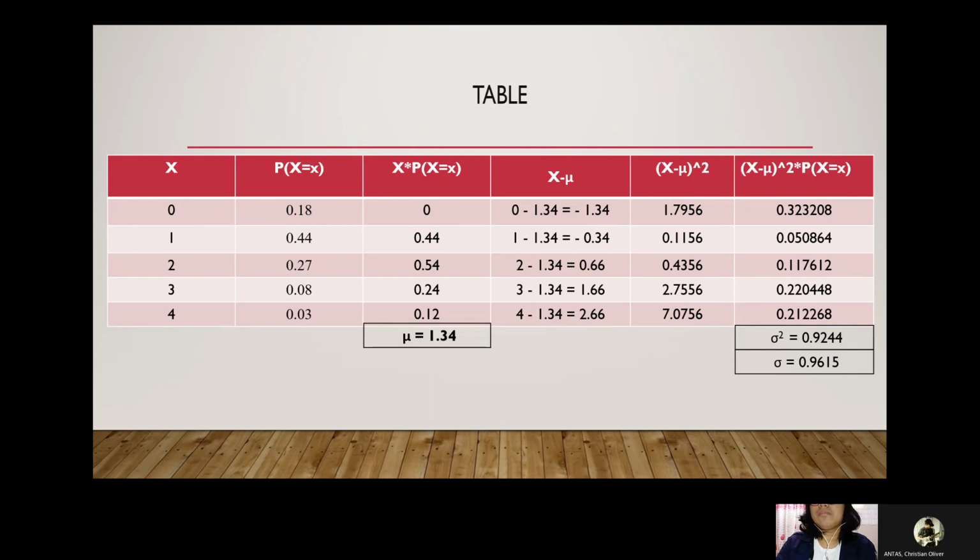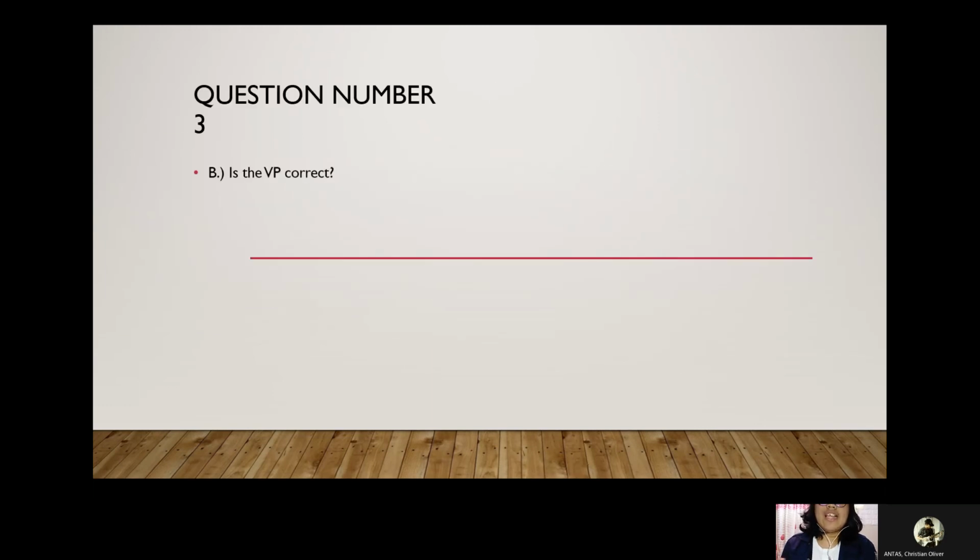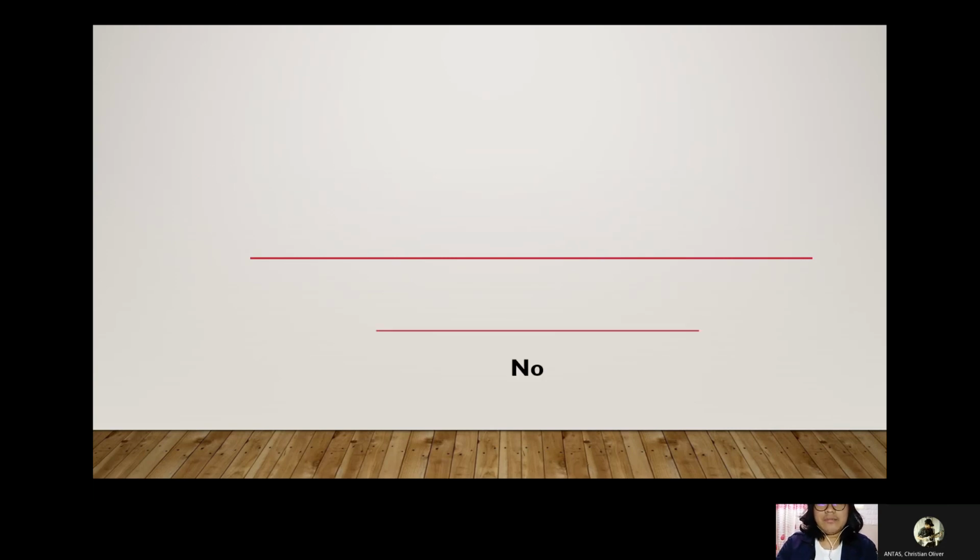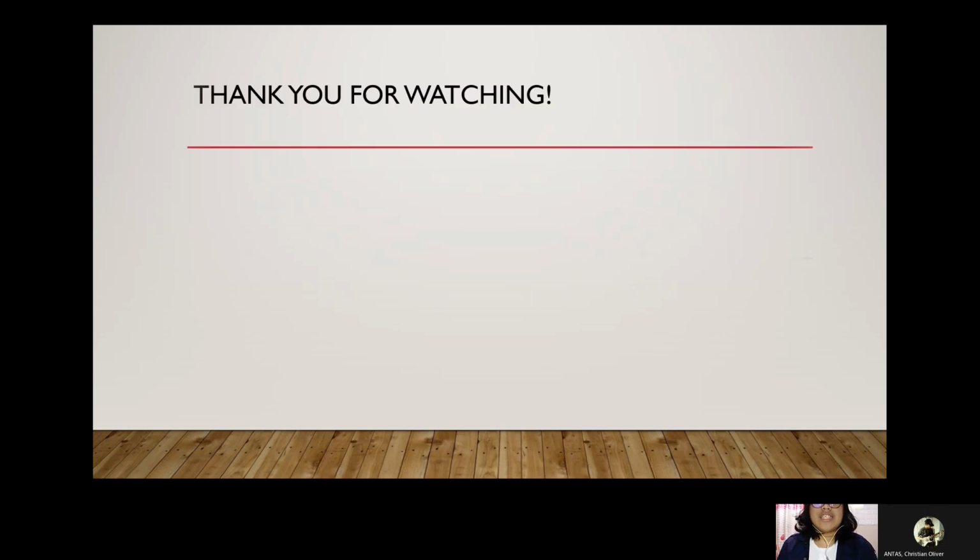Next slide. The other question is, is the VP correct? The answer to that question is no. Why? Because as we can see earlier in the probability distribution table, on average there is one credit card per person. So that is it. Next slide, please.